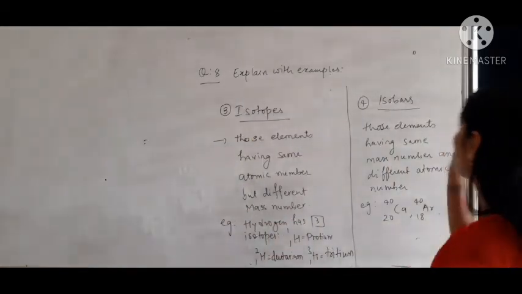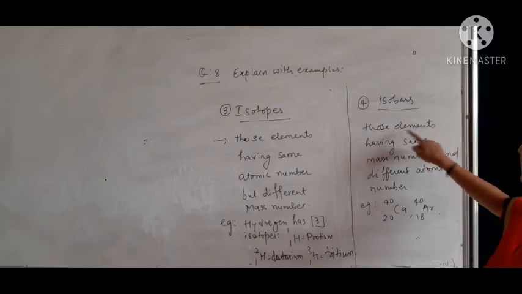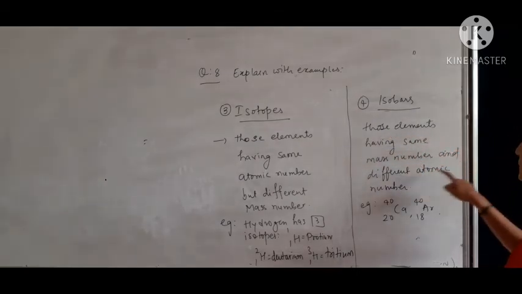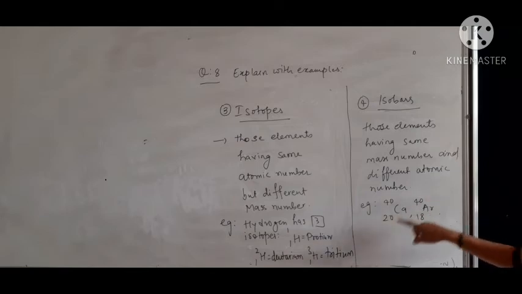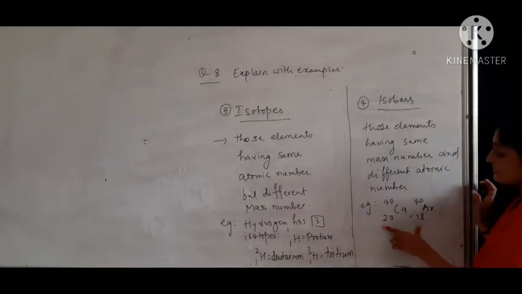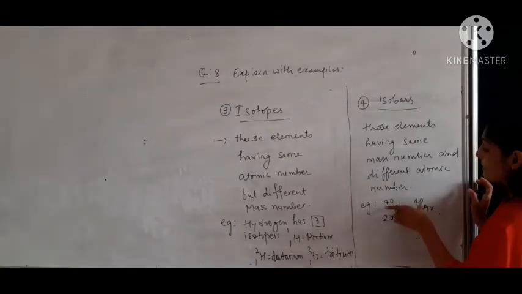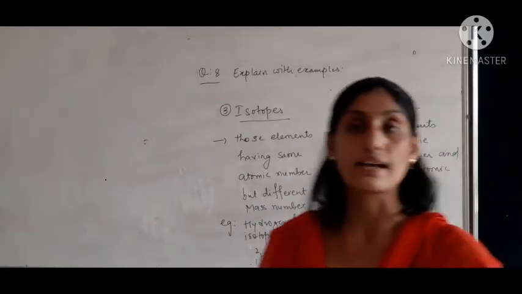Now isobars, iso that means same, bar means weight. That means those elements which are having same mass number but different atomic number. Calcium 20, 40 and argon 18, 40 are isobars of each other. You can see here atomic number Z is different for calcium and argon, but mass number of calcium and argon remains same, and that is 40. So that is about isotopes and isobars.